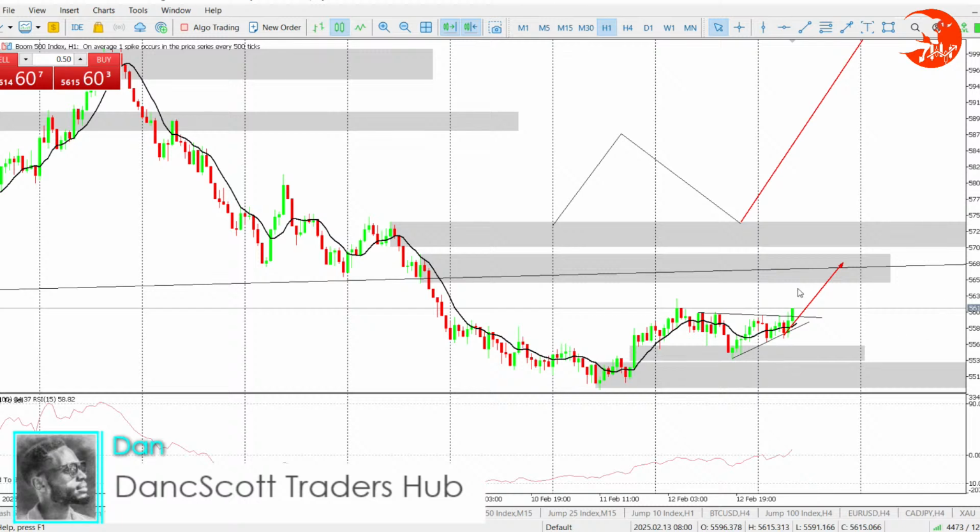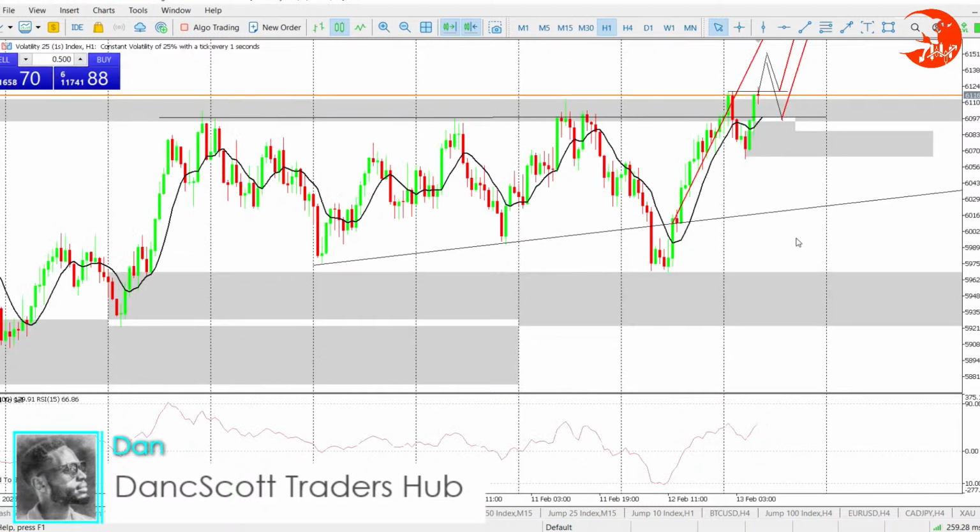Boom 500. The breakout has happened and it is coming there. Like I told you, it is coming there. But I can't enter such a market which has a low momentum. V25, I'm waiting for the breakout, then the entry. So whatever happens, that's what we'll be looking at.